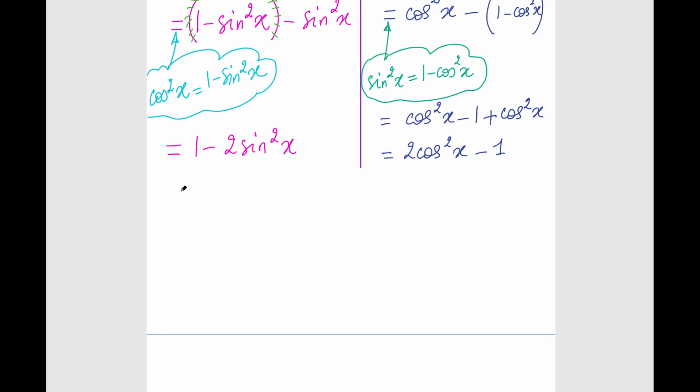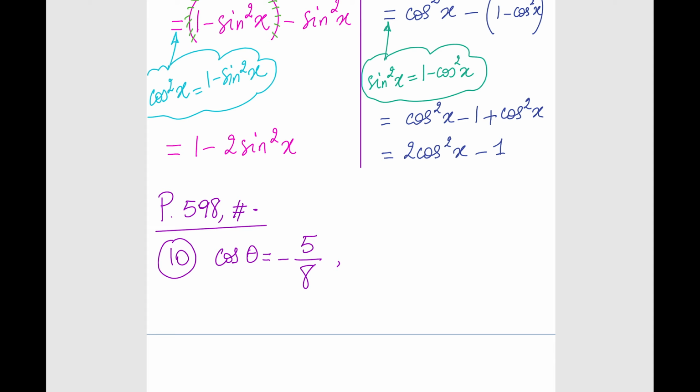All right. So this is on page 598, number 10. Okay. I have that cosine of theta is equal to -5/8, and that theta is in quadrant 3. So the question is to find sine of 2 theta, cosine 2 theta, and tangent 2 theta. Let's start with the first one. Sine of 2 theta.